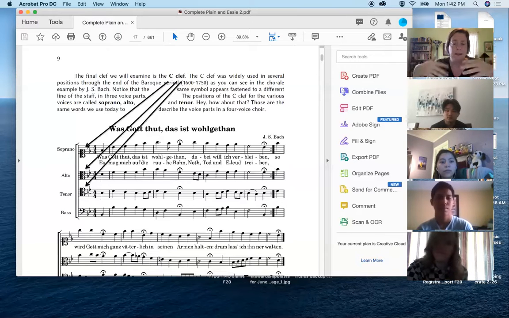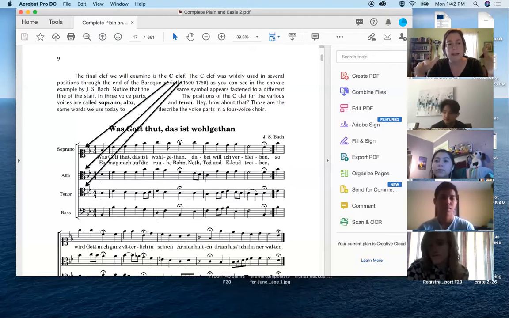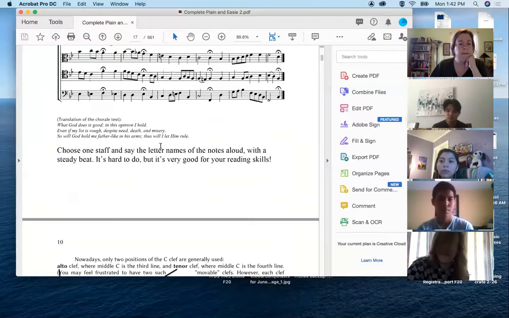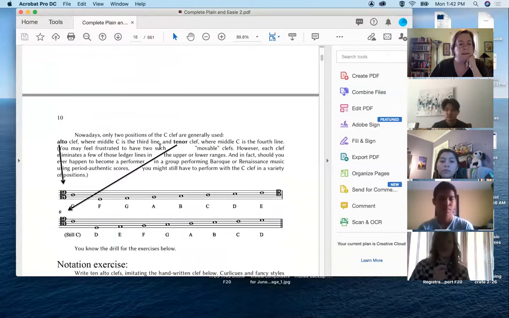And so that's why the instrumental music of the Renaissance, a lot of it is written in these sort of C clefs because people were playing recorders and viols and they were singing it. They just mixed it all in. It was pretty cool.